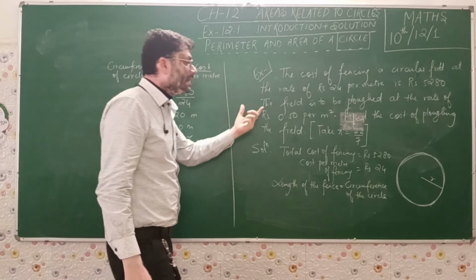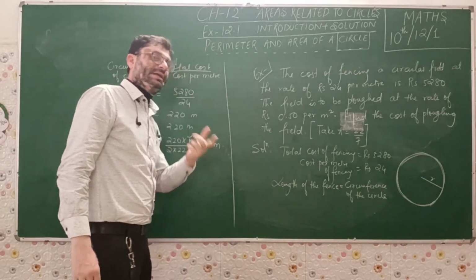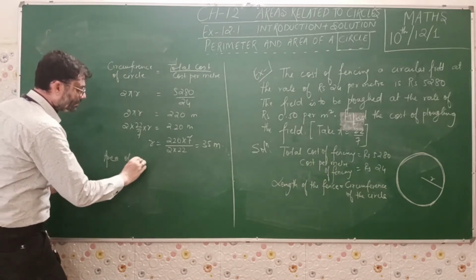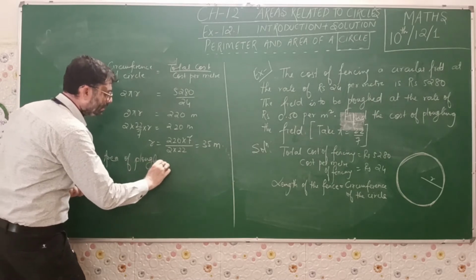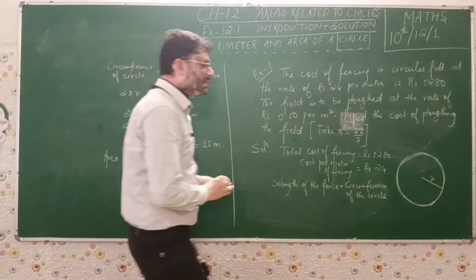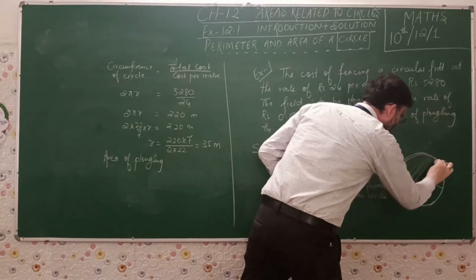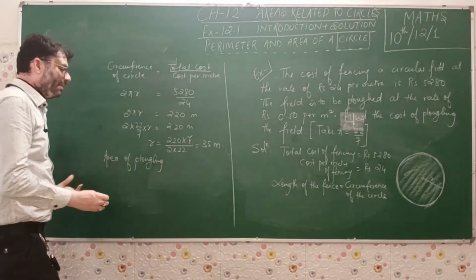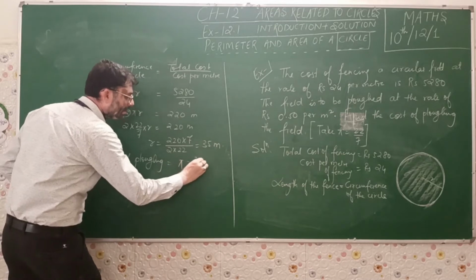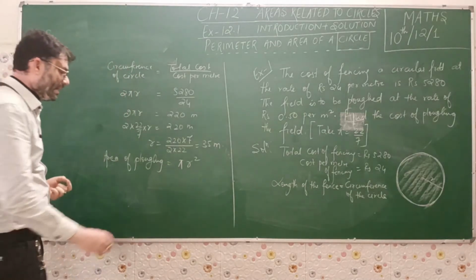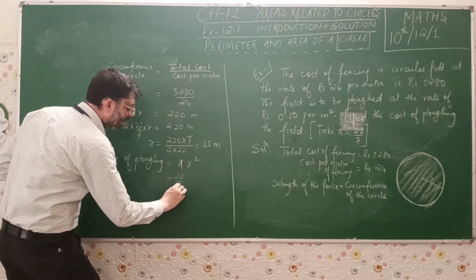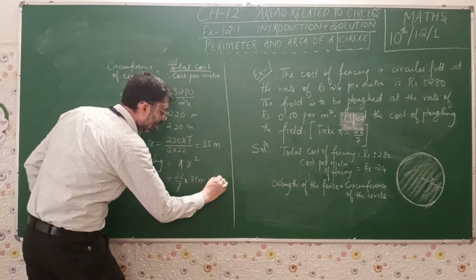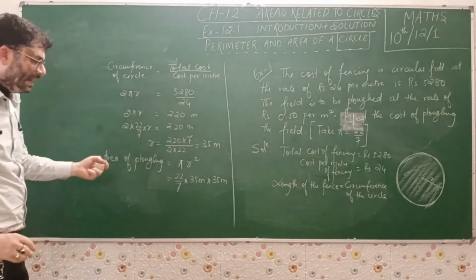Now we have to find the area to be plowed, and then we will be finding the cost of the area to be plowed. So now, area of plowing. Area means the total circular area is to be plowed. And for that, area of plowing will be pi r square. That's given by the formula pi r square. Taking the value of pi to be 22 by 7, and radius we have got as 35 meters. So 35 meter into 35 meter, we will have to solve.